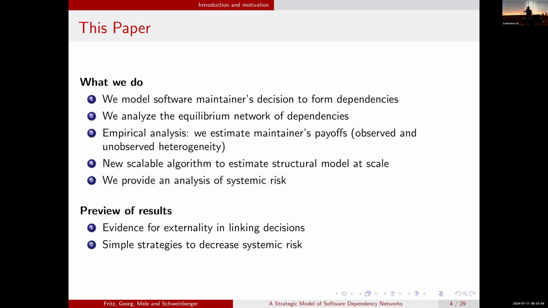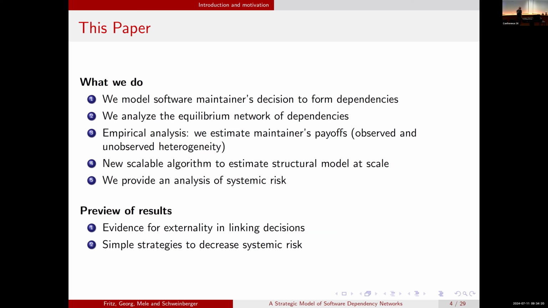We model a software maintainer's decision to form these dependencies. We then analyze the equilibrium network of these dependencies. We do an empirical analysis, which is not that straightforward because the networks that we are considering are large. In our case, we look at the Rust programming language, which is large and important because it's used for many security relevant applications, but it's not so large that we can't handle it anymore. So it's at this very nice intersection of important and doable.